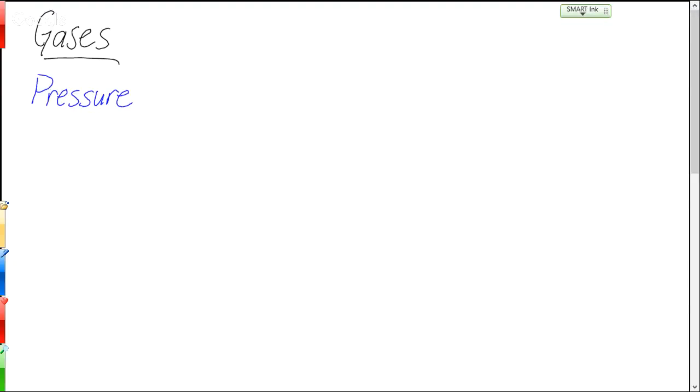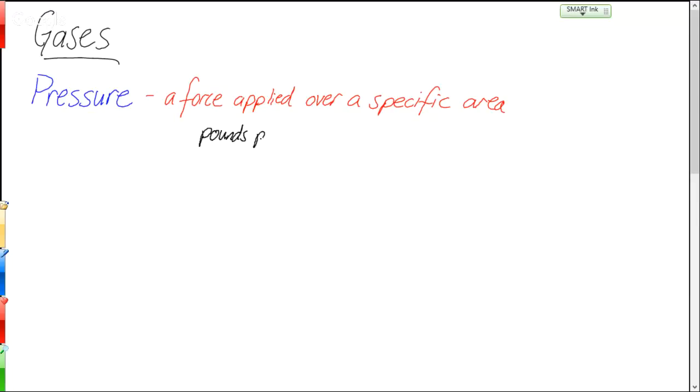Yeah, I'll give you the physicsy definition of it, and then we'll talk about what that means for gases. So pressure is a force applied over a specific area. So the most common one that we see every day that we actually don't use much in chemistry, but we use a lot in our own lives, is pounds per square inch, or PSI.